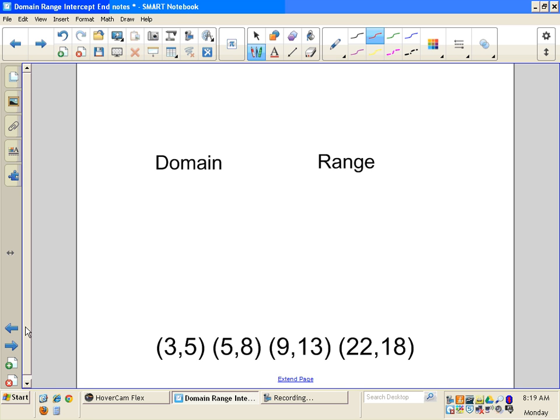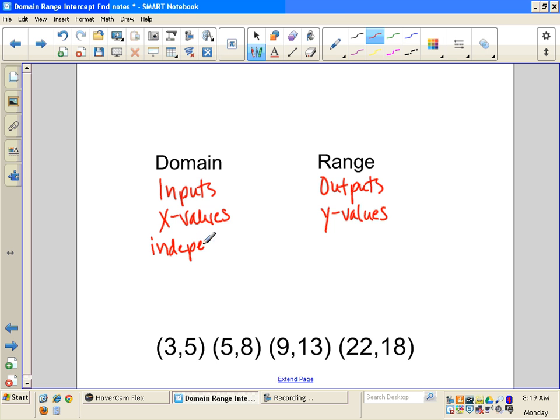The domain is just another name for the inputs of our different functions. We've been evaluating functions. The range then is the outputs. Another name we use for domain and inputs is our x values, and the range and our outputs are our y values. Sometimes we use the phrase independent variable, and therefore the output, the y values, the range, is our dependent variable.